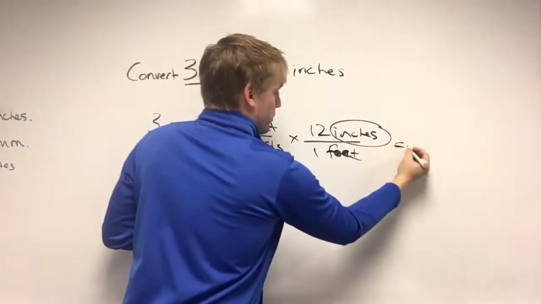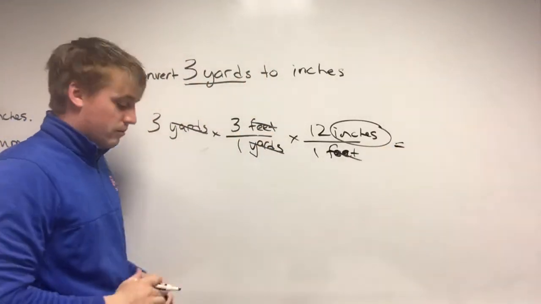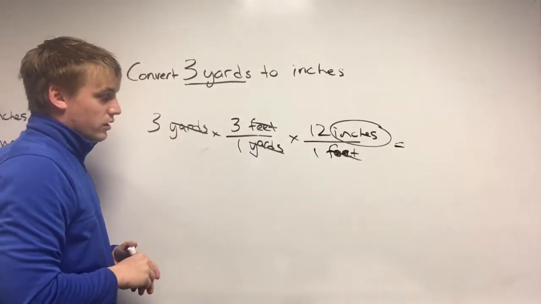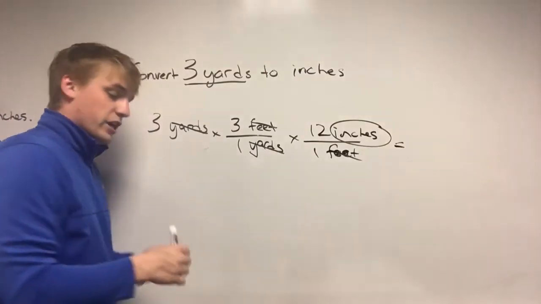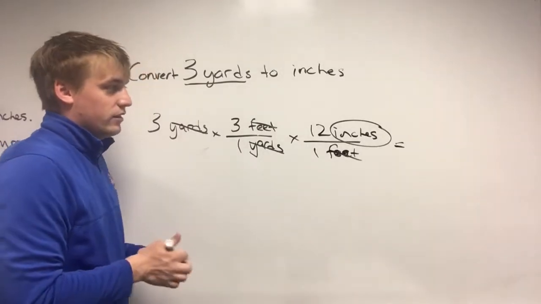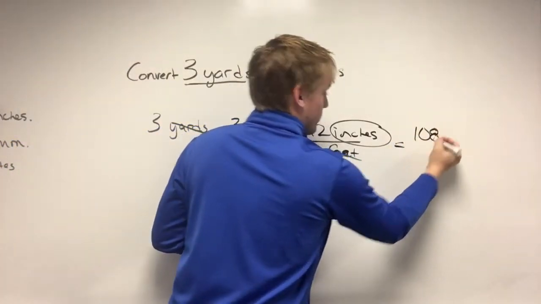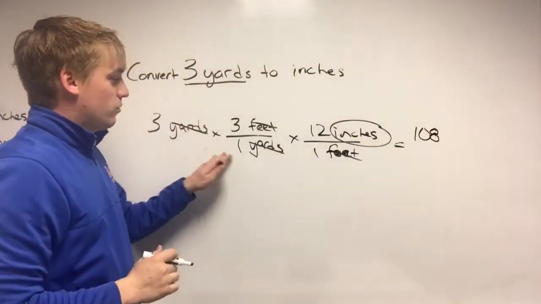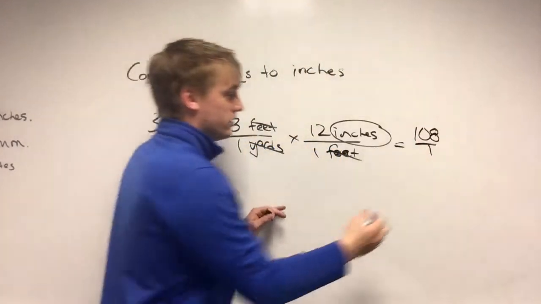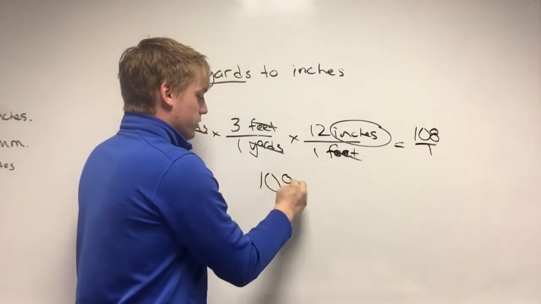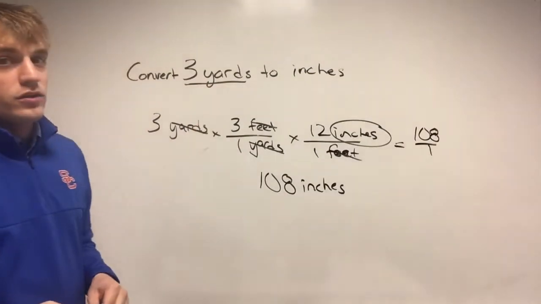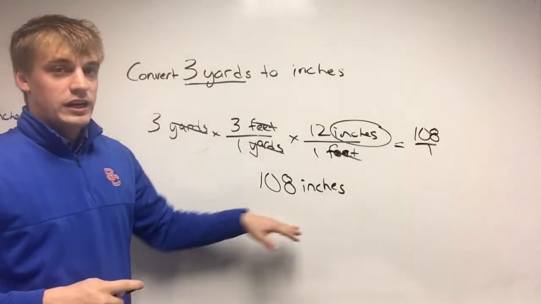All we have to do is multiply across on the top and the bottom. So 3 times 3 is 9, times 12. If you don't know that, you can use a calculator. 9 times 12 is 108. So we're going to write 108. And 1 times 1 is 1. 108 over 1 is 108. So I'm going to write 108, and my label is inches. Convert 3 yards to inches? There's 108 inches in 3 yards.